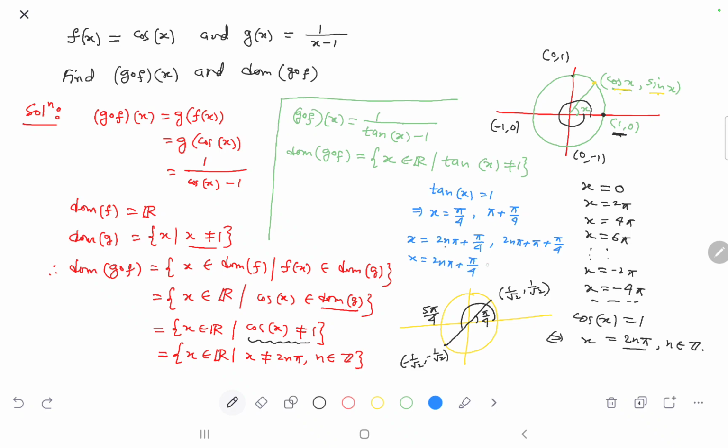Let me make it easier for you. For every question, the same logic will work. You have to take even and odd, right? So in general, combining both, you get the form n pi plus pi by 4. So what we are getting is x of the form n pi plus pi by 4. Is it okay? Right. So let me tell you one more example from this, then we go to the next concept.